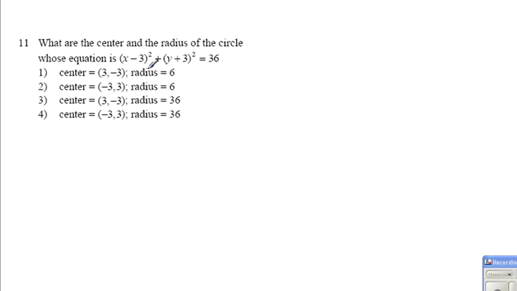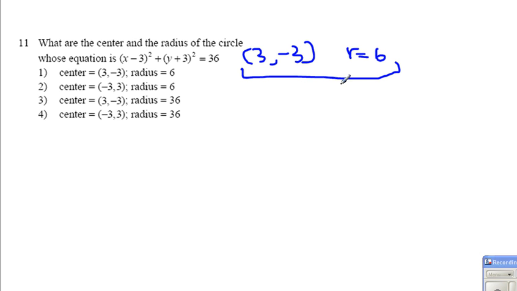Number 11. The center is the opposite of the sign here. Then the center would have been (3, -3). Notice the signs are the opposite. X is associated with -3, then now we have +3. Y with +3 is then associated with -3. And this is r squared, so therefore the radius here must be equal to 6. So therefore anything that has this one would be our answer. Choice 1.